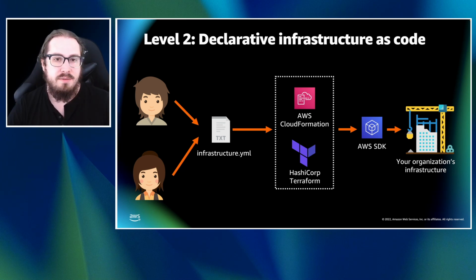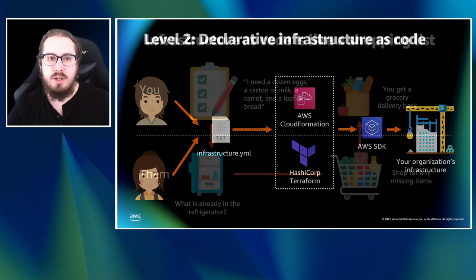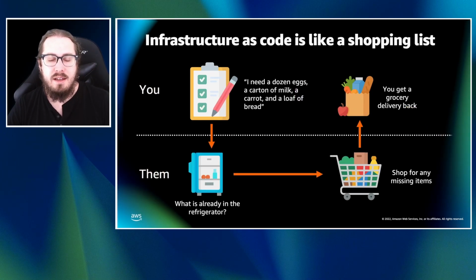So to better explain how this works and what that means, I like to compare infrastructure as code and declarative infrastructure to a shopping list. So imagine if you had a professional shopper and you were able to tell them, I need a dozen eggs, I need a carton of milk, I need a carrot, I need a loaf of bread. So they're going to do the job of looking inside your refrigerator, seeing that you already have a dozen eggs, but you do need that carton of milk and carrot and bread.